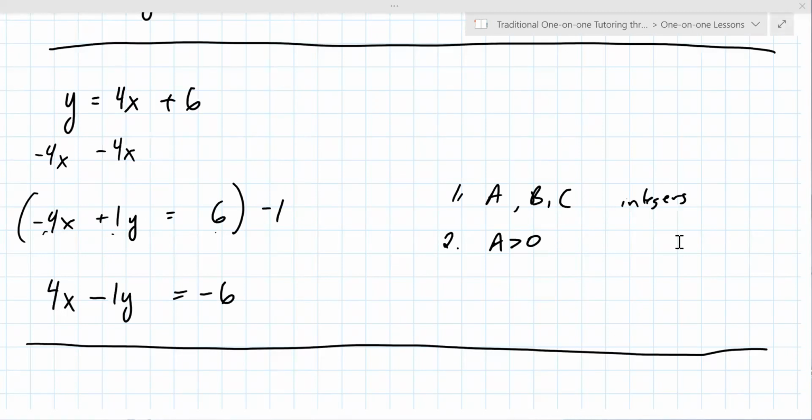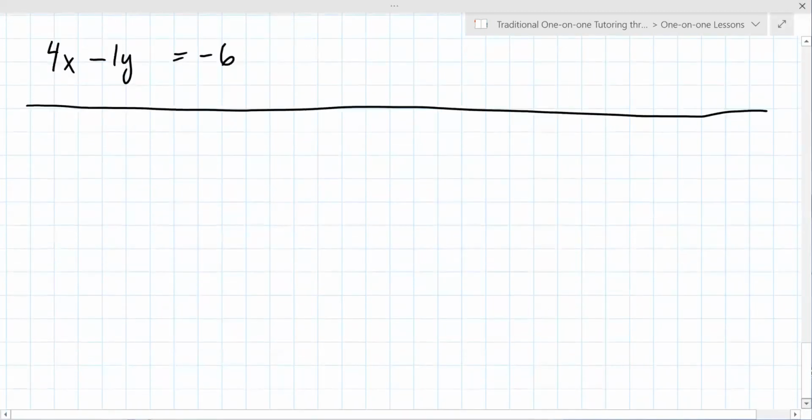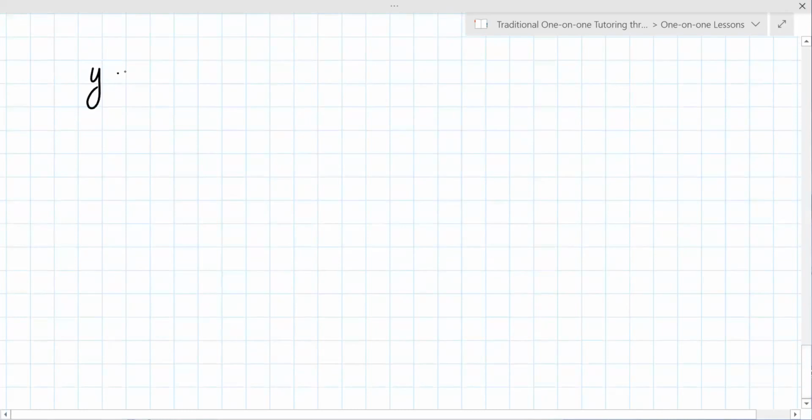Okay, so let's try. You try one on your own here. It'll be just like the ones we just did. Y equals 5x plus 3.